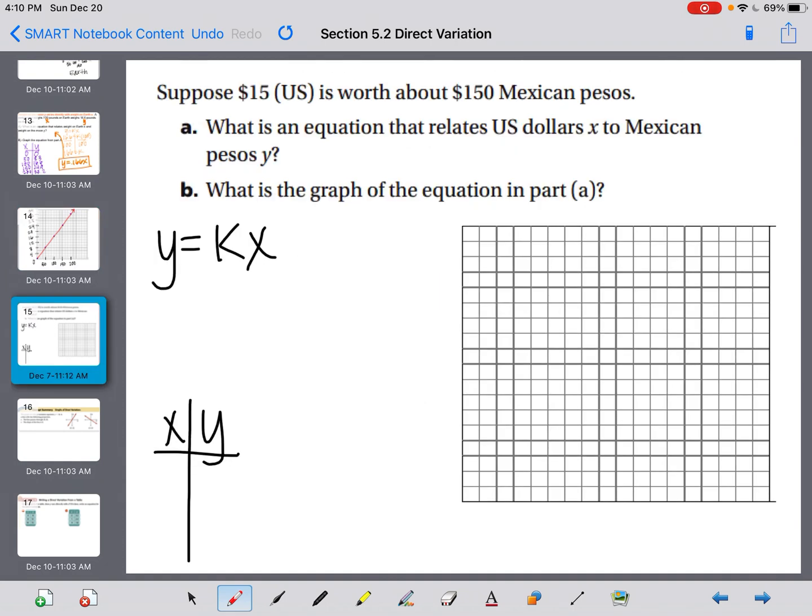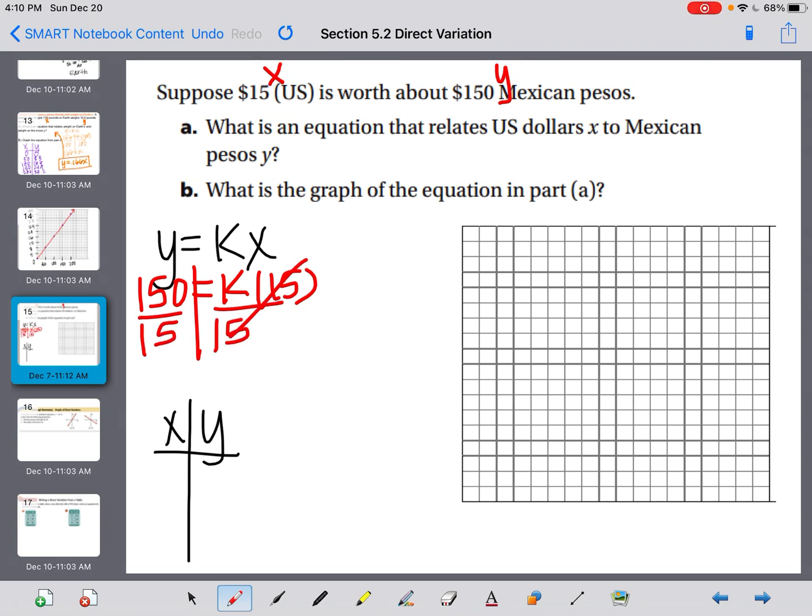Perfect. All right, last one of these. Suppose 15 US dollars is worth about 150 Mexican pesos. What is an equation that relates the US dollars to the Mexican pesos? All right, so we know it's a direct variation. We're going to plug in what we know. So we have 150 equals K times 15. Divide that by 15. Find out that our constant of variation is 10. So our equation is y equals 10x.